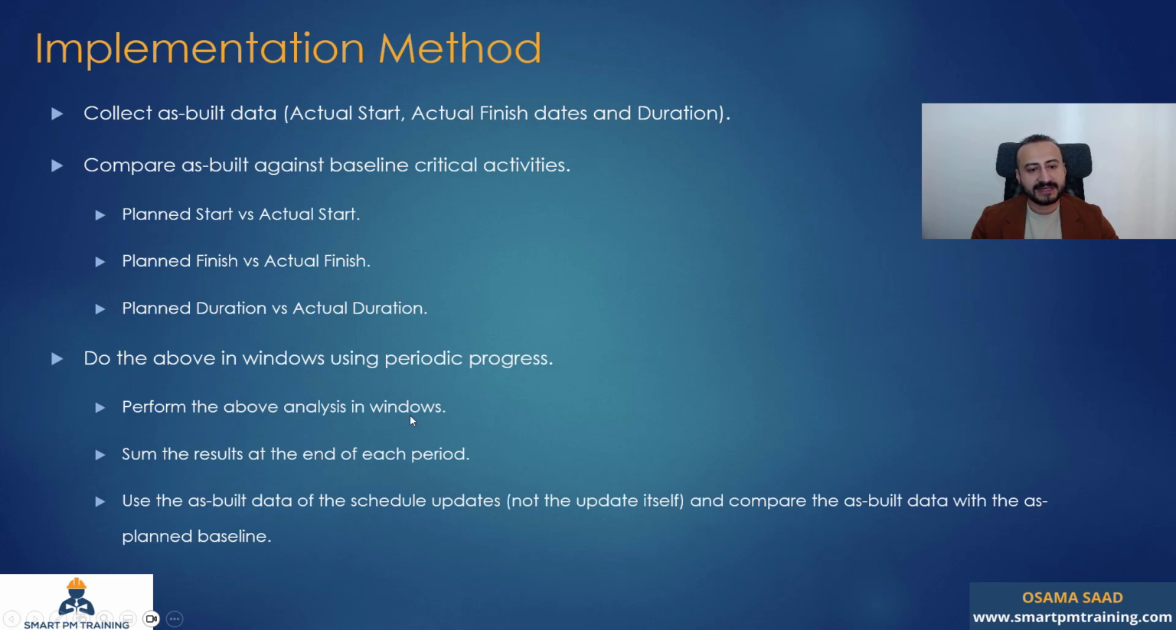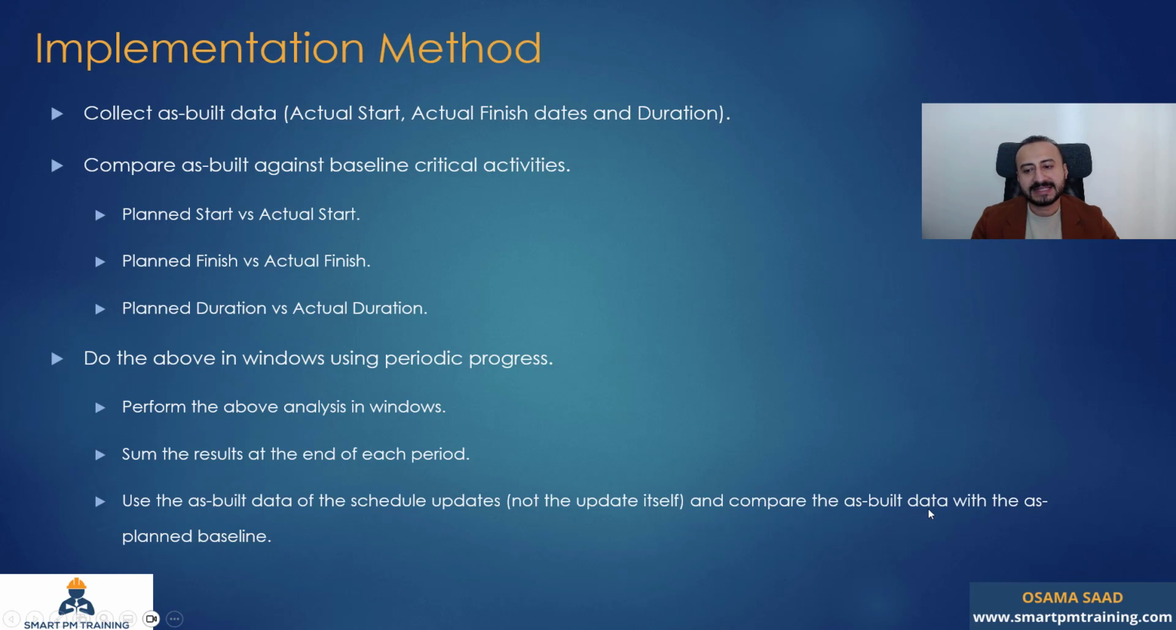Perform the above analysis in windows, sum the results at the end of each period, use the as-built data of the schedule updates, not the update itself. Okay, so we do window analysis, but we are not using the schedule update. We are using the as-built up to certain data date. And I'm gonna explain that in detail as well.